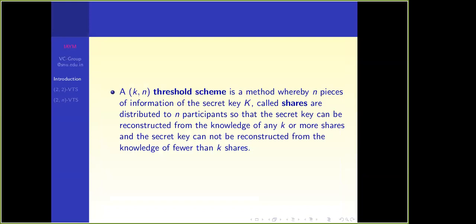For that, I am just introducing a method, the k comma n threshold scheme. What do I mean by that? Here, only when k people come together can they get the secret. K minus 1 or fewer cannot. Out of n, if k come, they can get it. This is called a k comma n threshold scheme. N pieces of information of the secret key K, called shares, are distributed to n participants so that the secret key can be reconstructed from the knowledge of any k or more shares, and cannot be reconstructed from knowledge of fewer than k shares.